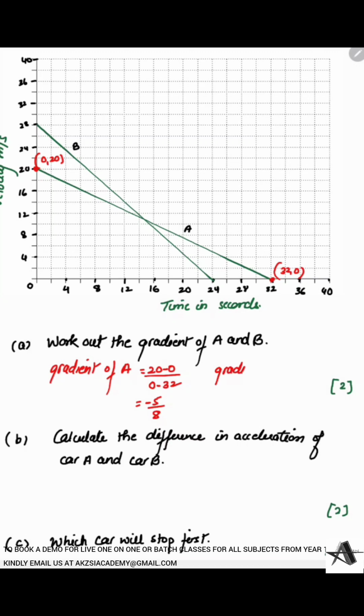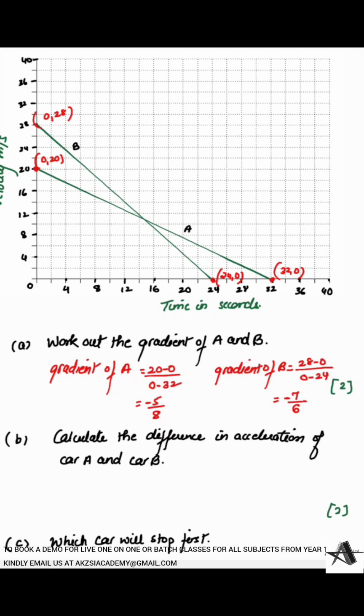Similarly, gradient of B. This point is 24, 0. And this point is 0, 28. So change in y, 28 minus 0, over change in x, 0 minus 24. This will give you negative 7 over 6. So the gradients of these two lines are these.